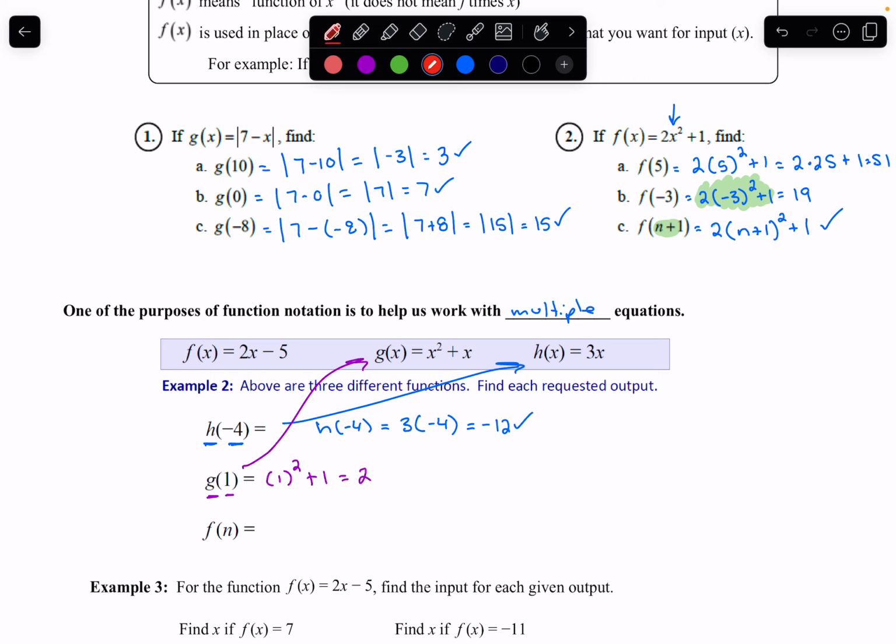Okay? And then the last one, function f, plug in n. So I'm going to go up here to my f function, and anywhere I see an x, I'm going to replace it with the letter n. I don't get a number answer because I replaced it with a different letter. I'm stuck at 2n minus 5.